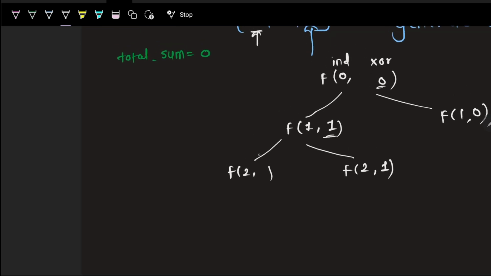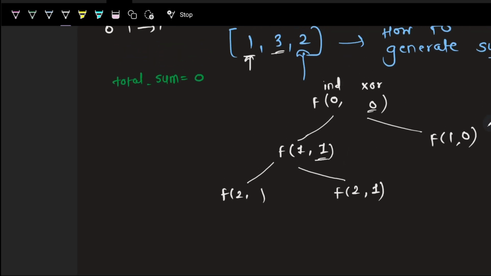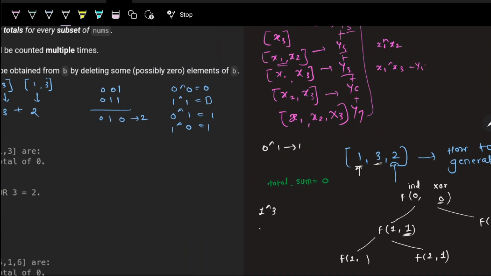Now I have a choice here to take this. So what was my previous XOR? 1. So 1 XOR 3. What is that? We already saw it here, right? 1 XOR 3 is 2.